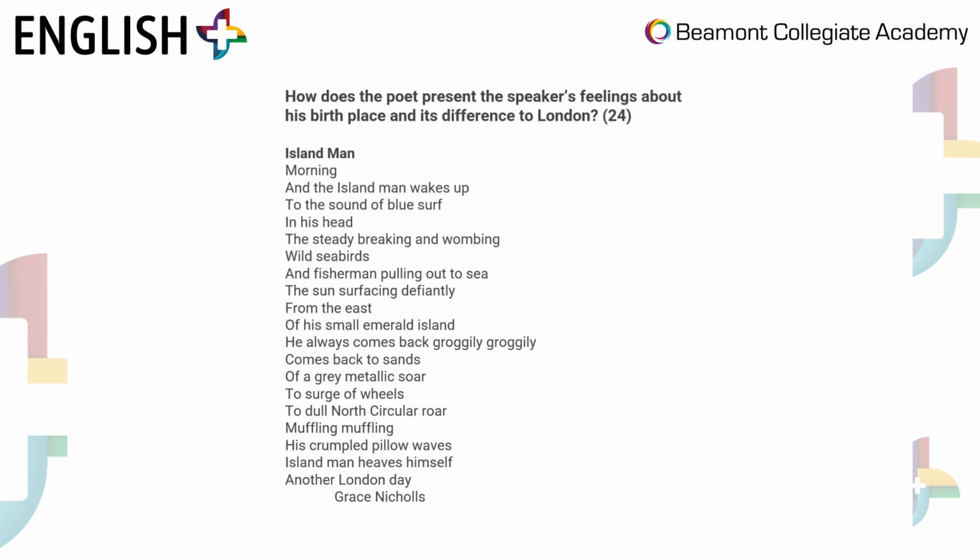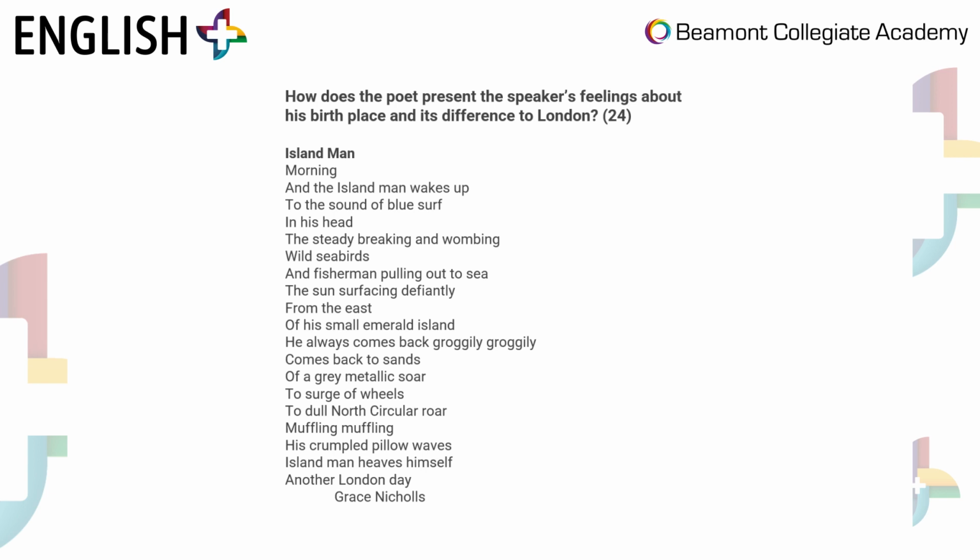So I read it and I think, well, let's see a few bits and bobs. Let me have a look at the question. So it says, how does the poet present the speaker's feelings about his birthplace and its difference to London? Right, okay, so now I know that in the first bit of the poem, he feels really nostalgic about where he grew up. Sounds like the Caribbean, the sound of the blue surf, the breaking and the booming of the waves, the sun, the Emerald Island. Lots of positive language and images.